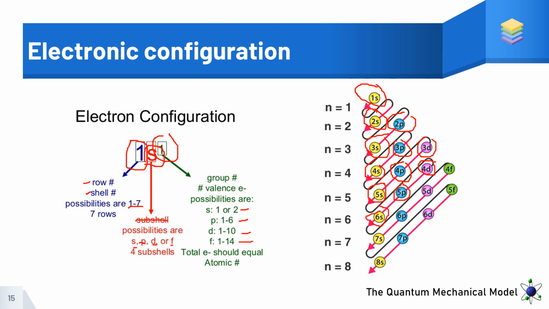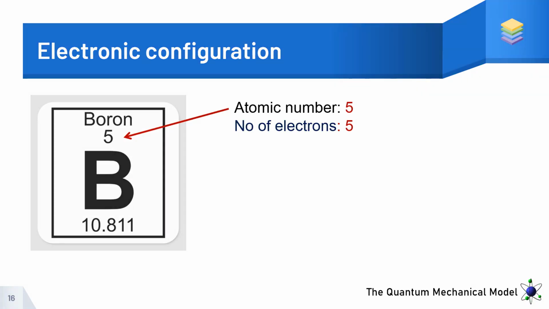6s, 4f, 5d. We have 6p, 7s, 5f, 6d, 7d, 7p, up to 8s. This is what we call the electron configuration pattern. Now, let us have an example.